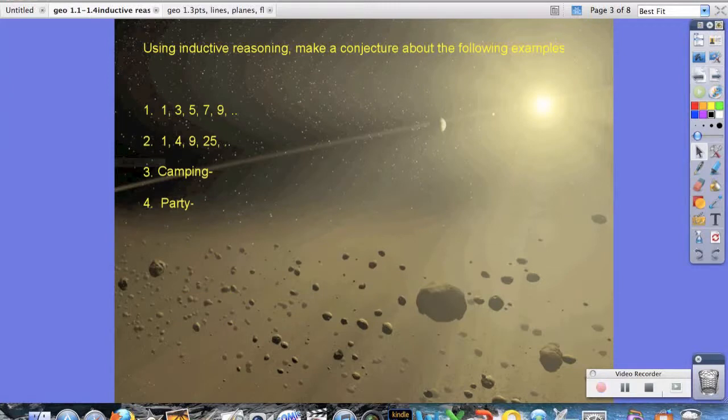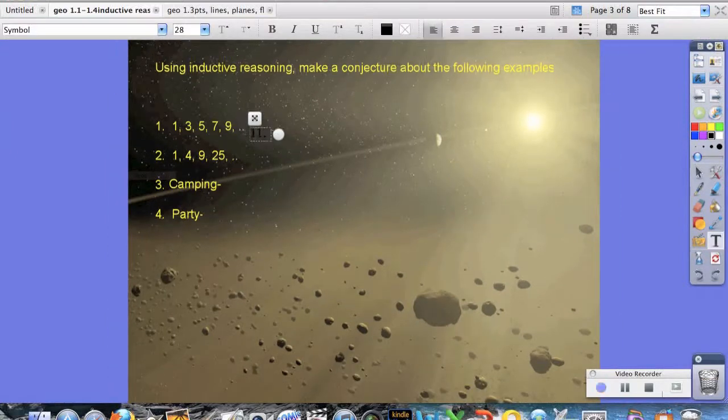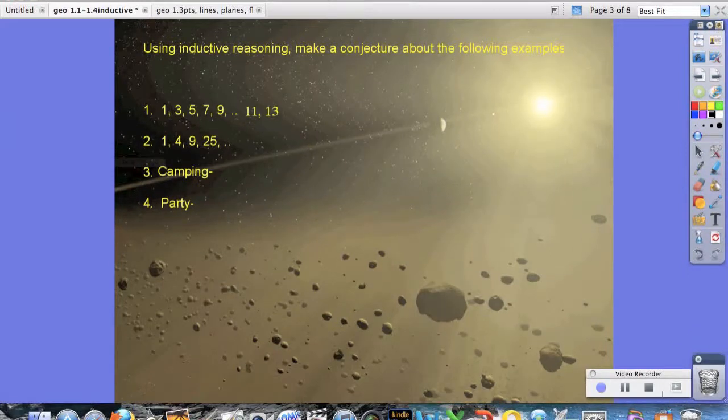So inductive reasoning we're going to work on in class, at least the last two. But for examples 1 and 2, see if you can figure out the pattern. We're going from 1, 3, 5, 7, 9. Hopefully you realize that we're going in just odd numbers. So the next ones should be 11 and 13.